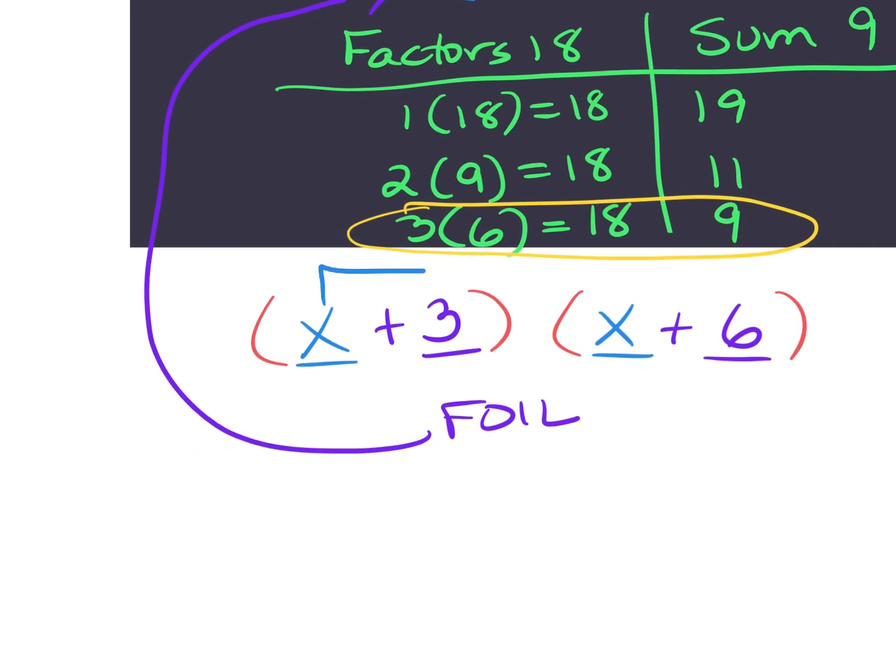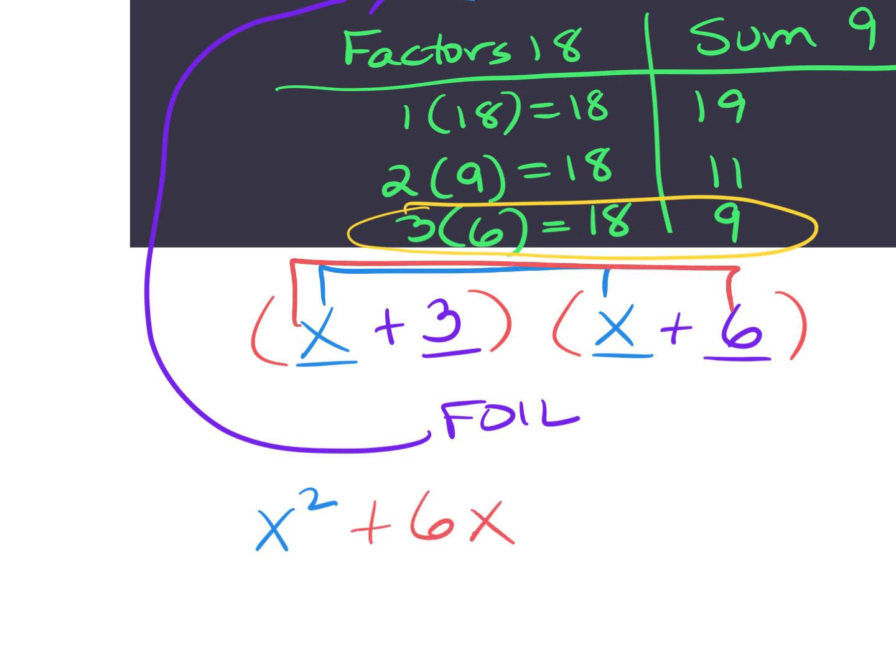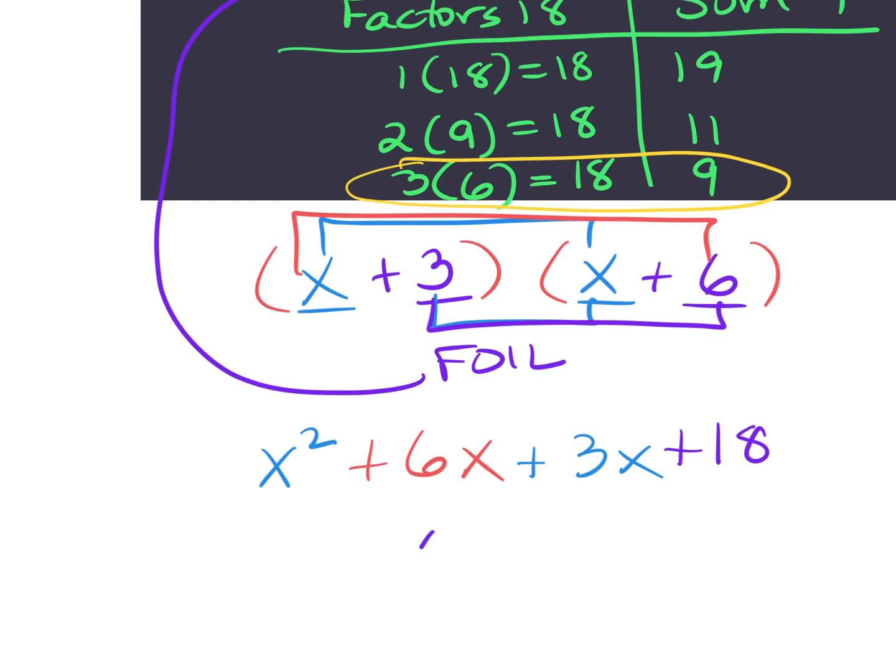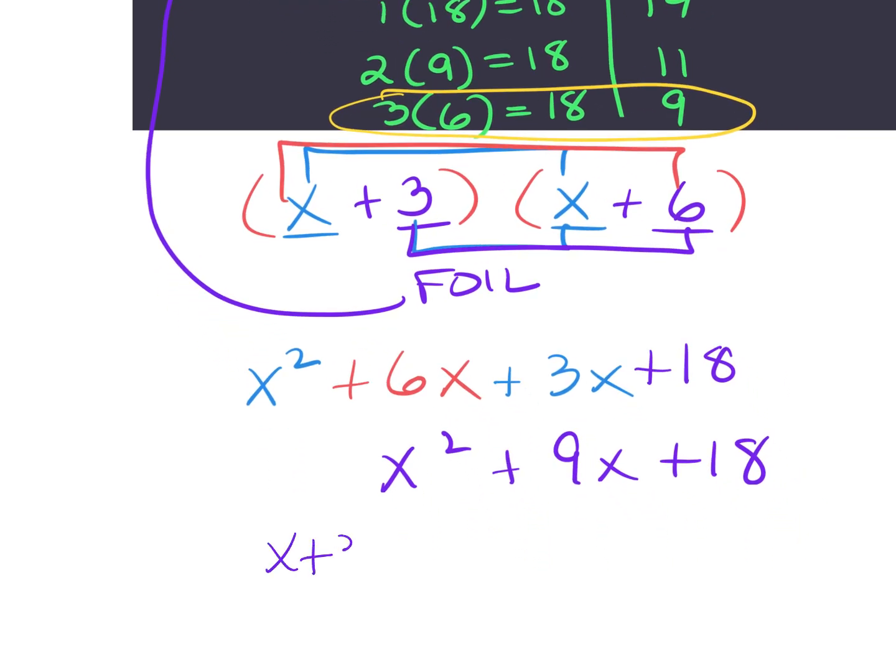So x times x gives me x squared. X times 6 gives me 6x. 3 times x gives me 3x. And then finally last, 3 times 6 is 18. Add the middles. And we do get back to our original question. So my answer of x plus 3 and x plus 6 is the correct answer.